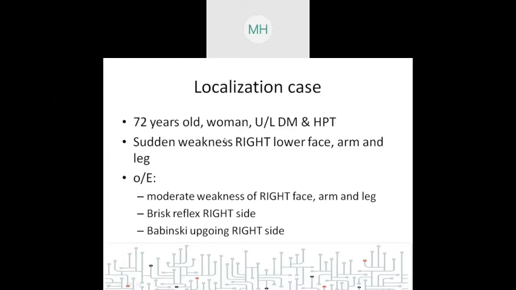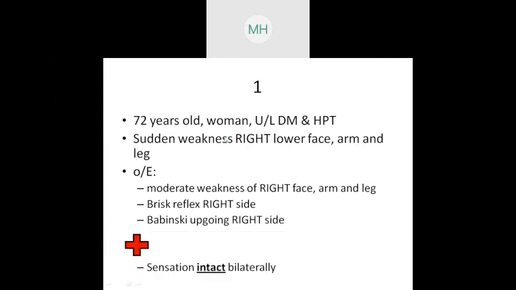So you know that this is from the spinal cord up to the cortical level. And then you add on another physical examination. You are so good, you test sensation for this patient. The sensation is intact bilaterally. So where do you think this patient has the lesion? Internal capsule. Okay, the whole right side, upper motor neuron.